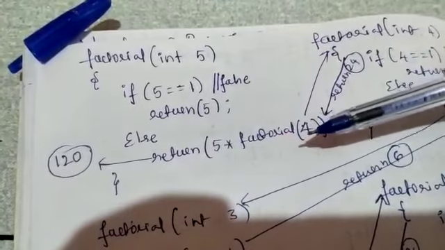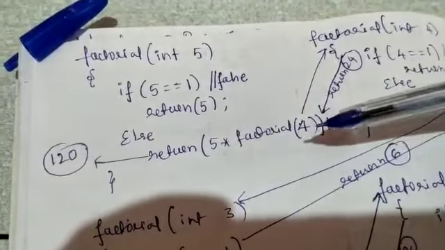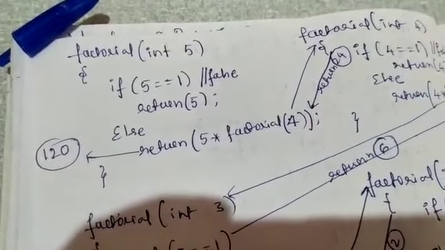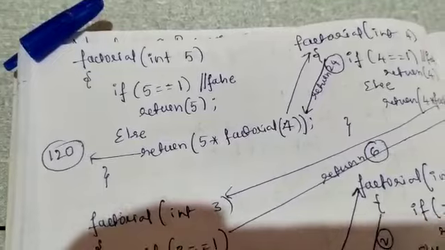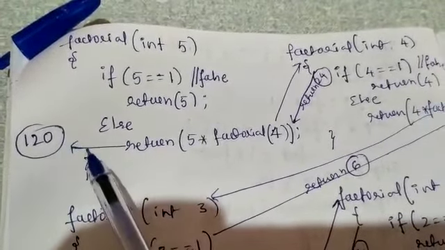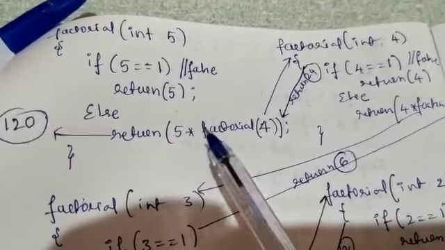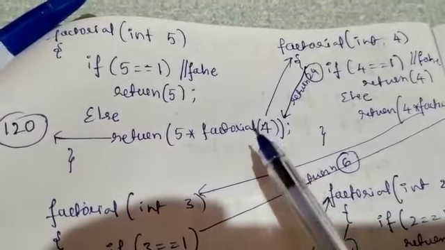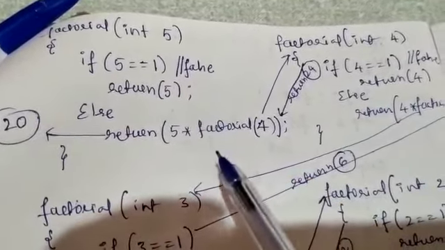In this case, it is going to return a function result of 120. See, when this function returns 5 into factorial of 4, immediately the function factorial of int 5 will call factorial 4. Again, this arrow indicates the function is calling.